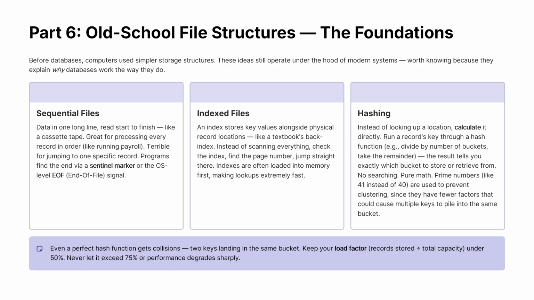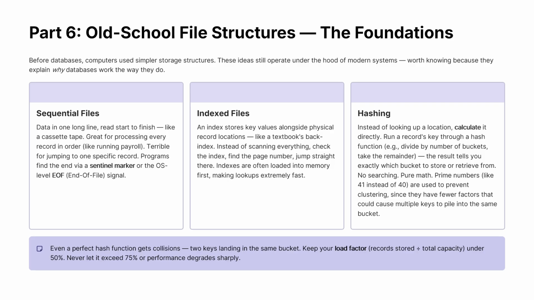Why 41 and not a round number like 40? Because 40 has lots of factors. 2, 4, 5, 8, 10, 20. If a bunch of your employee IDs happen to be multiples of 5, they'd all pile into the same handful of buckets, creating lopsided clusters. Using a prime number like 41 avoids this. It spreads things out more evenly.